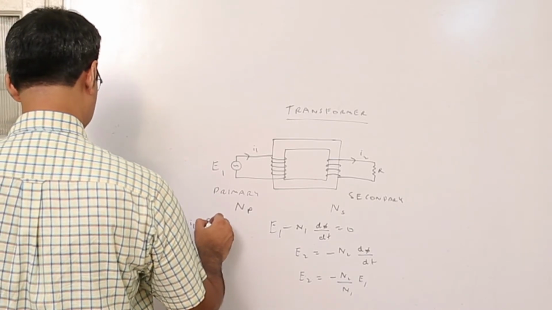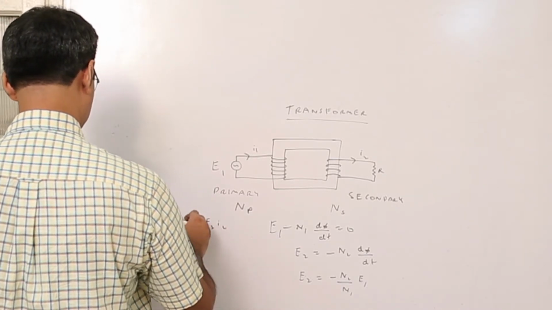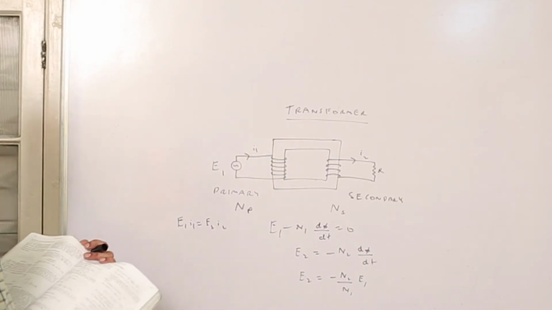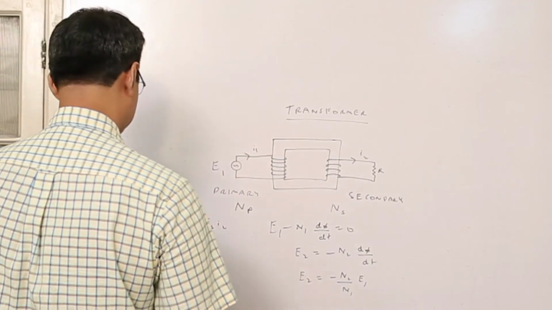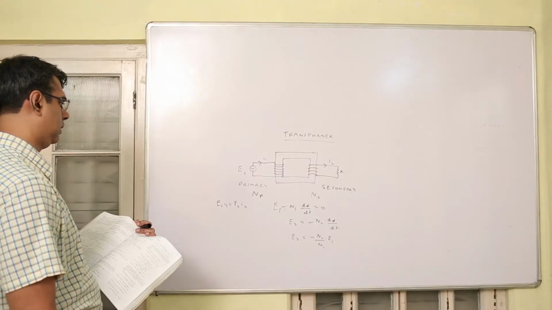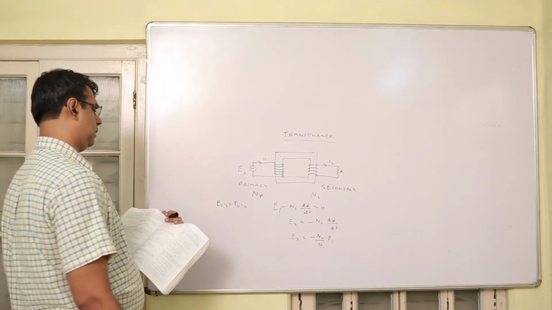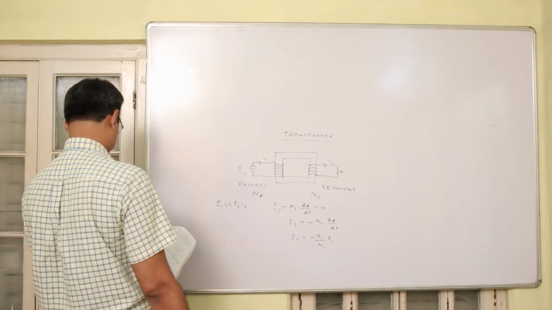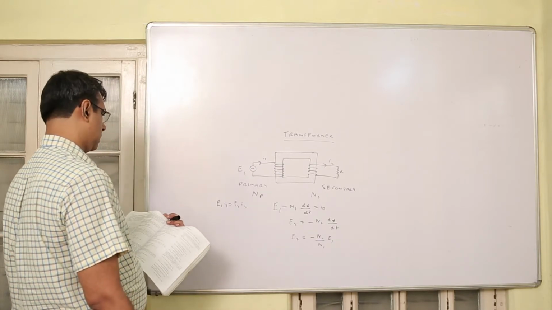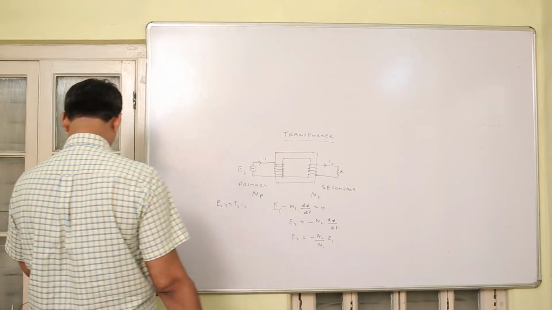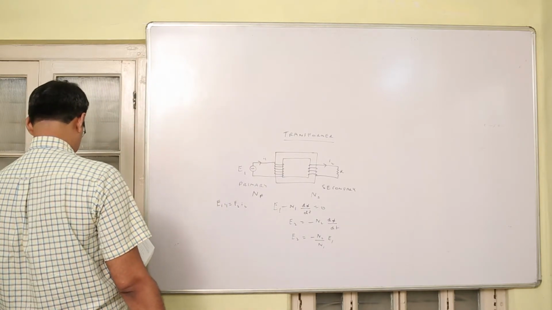Now the entire process is assumed to be without any power loss. So E1 into I1 is the power in the primary circuit, and E2 into I2 is the power in the secondary circuit. So if you neglect loss of energy, you can say that E1 I1 is equal to E2 I2.